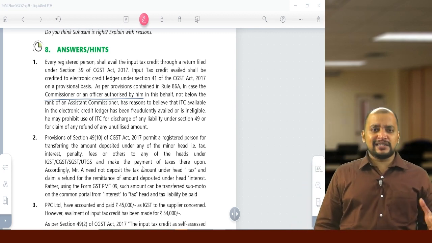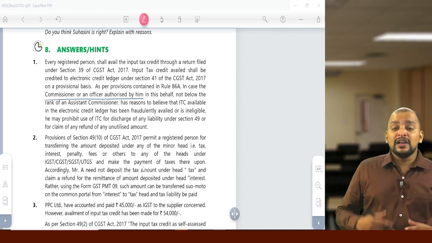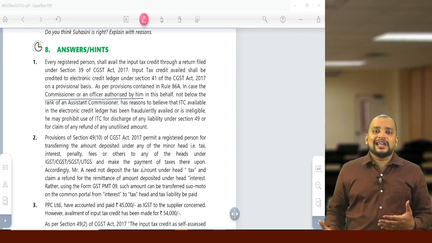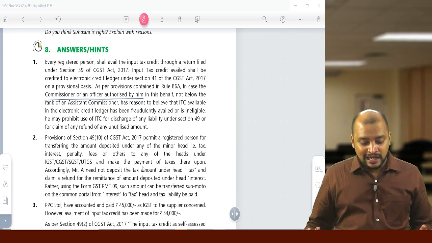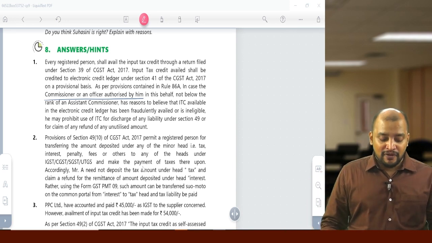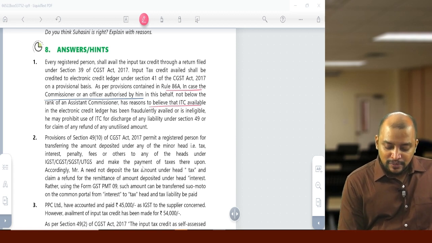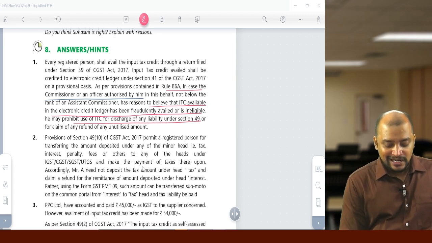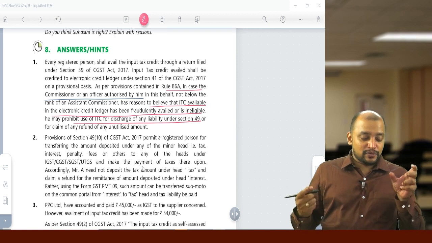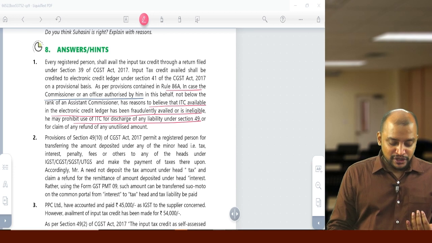In these 5 cases or any of these 5 cases, the commissioner or any other officer, in order to carry out the investigation, can suspend the ITC we have taken for a maximum period of 1 year. That is given in Rule 86A. Okay, so if he has reason to believe that ITC available has been fraudulently availed or is ineligible, he may prohibit the use of that ITC. So what is the maximum period for which they can suspend? 1 year. So this is the provision related to that.